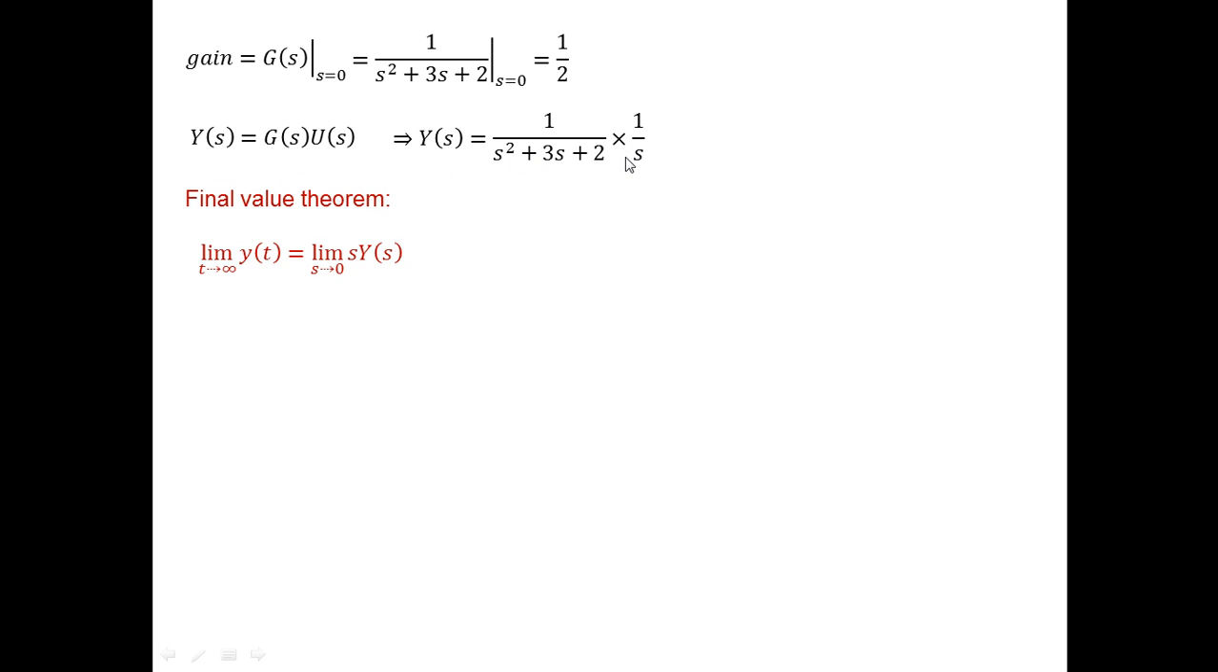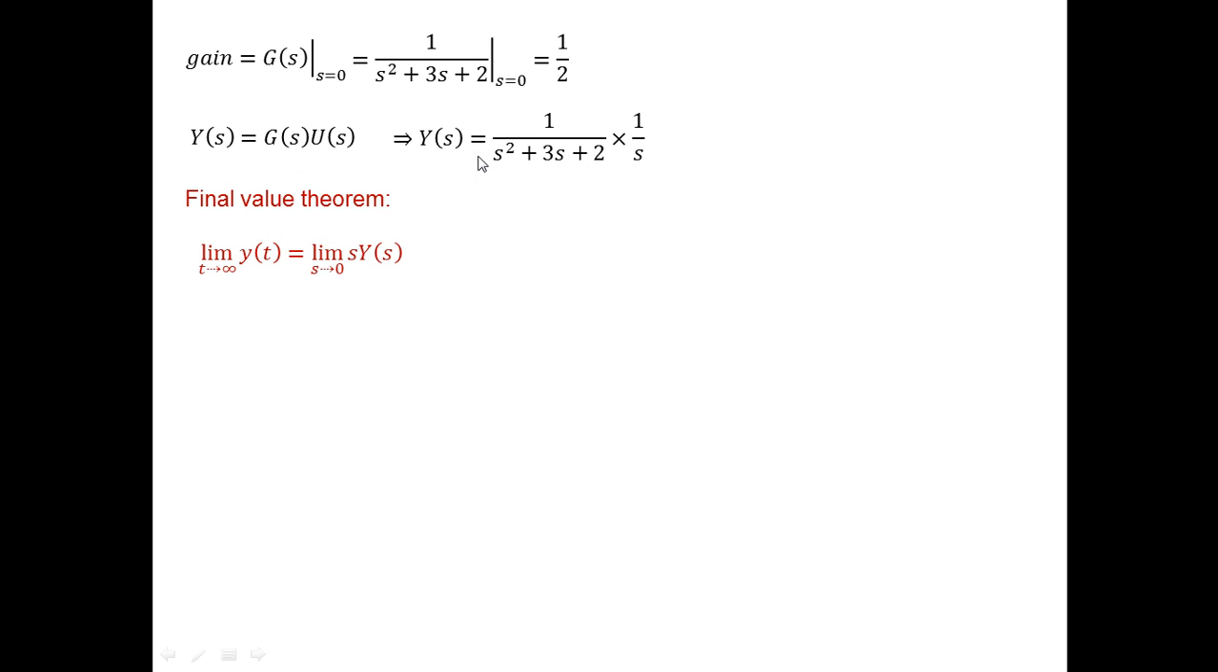In order to find the final value of the system, we need to use the Laplace final value theorem. Before using the final value theorem, we see that Y of s is equal to G of s times U of s, and since the input is a unit step, Y of s will be equal to 1 over s squared plus 3s plus 2 multiplied by 1 over s.